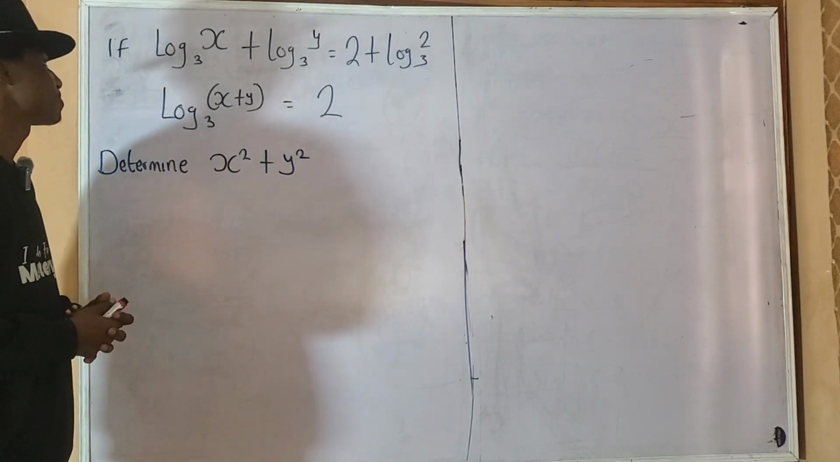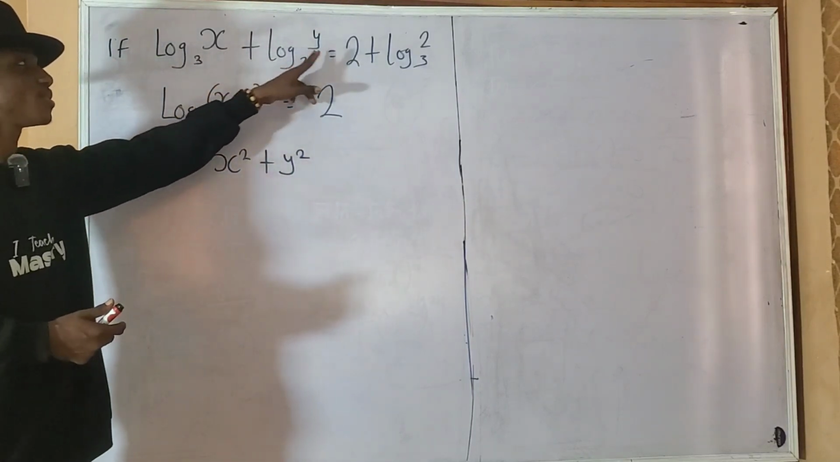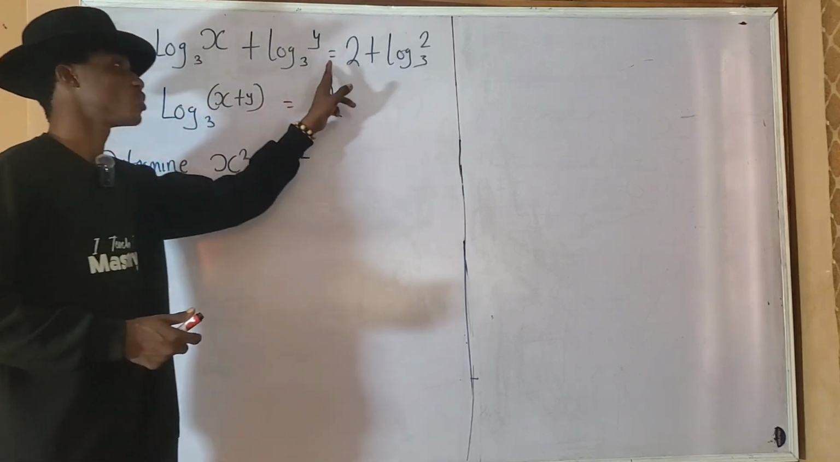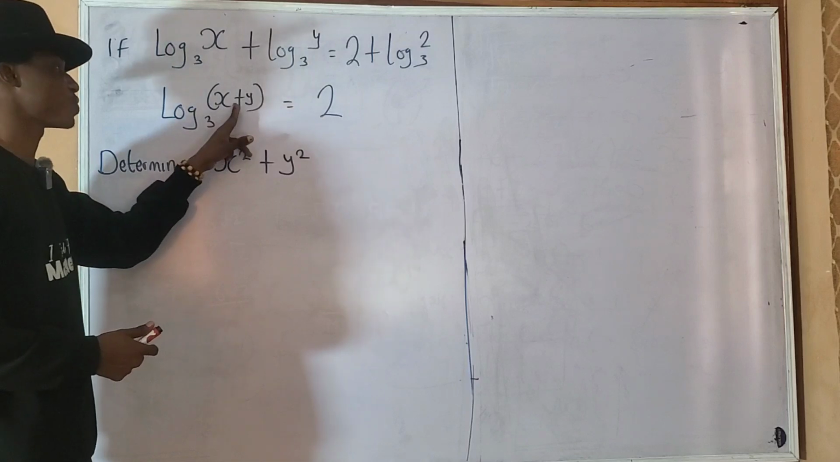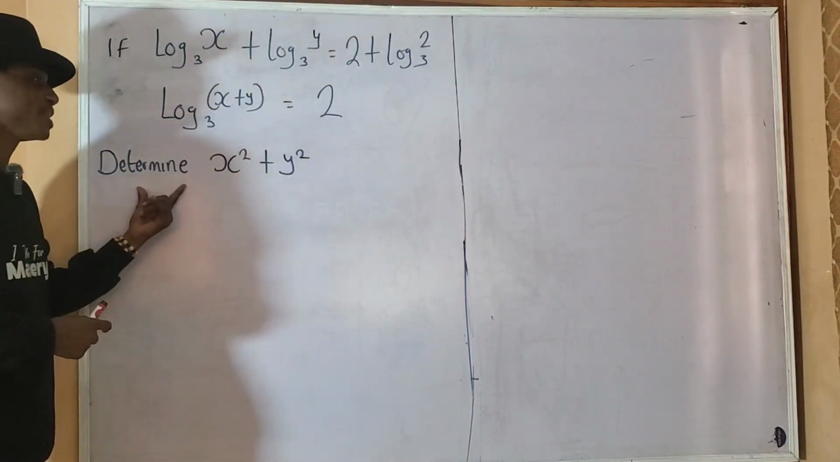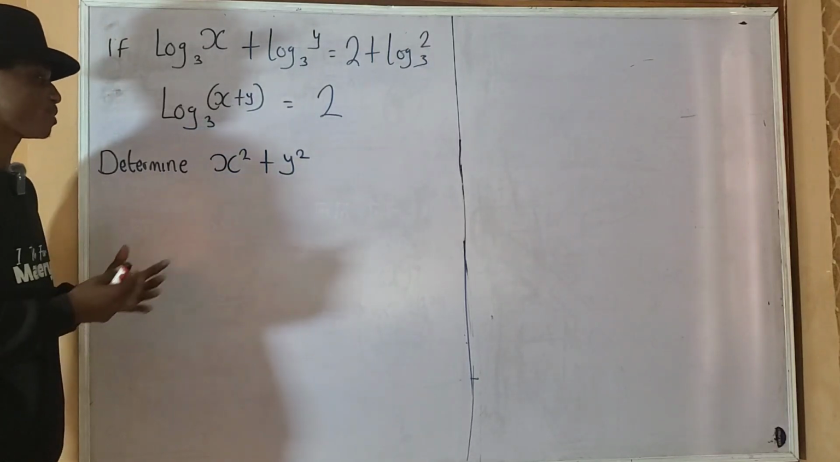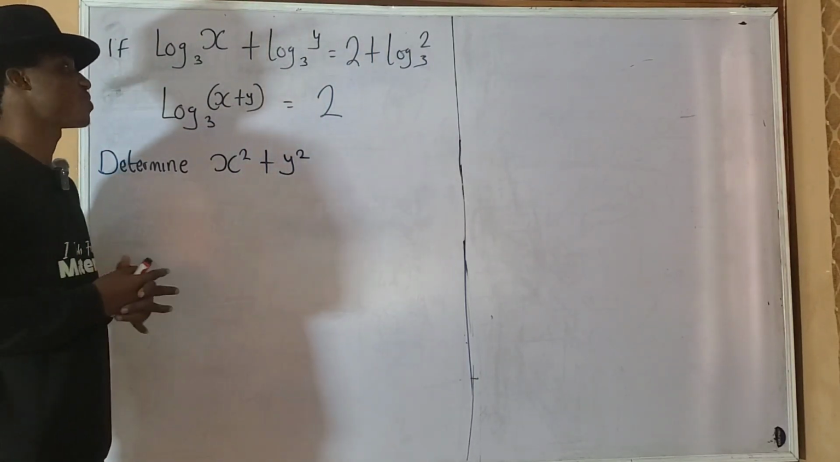Let's look at this problem together. If log x base 3 plus log y base 3 equals 2 plus log 2 base 3, and log (x plus y) base 3 equals 2, you are asked to determine the value of x squared plus y squared. Okay.